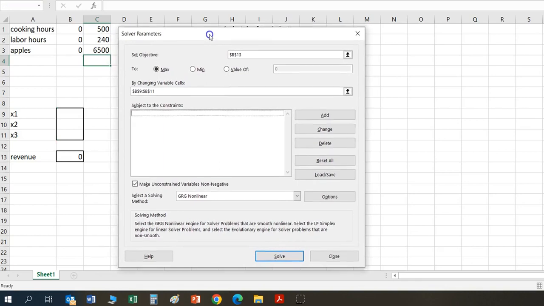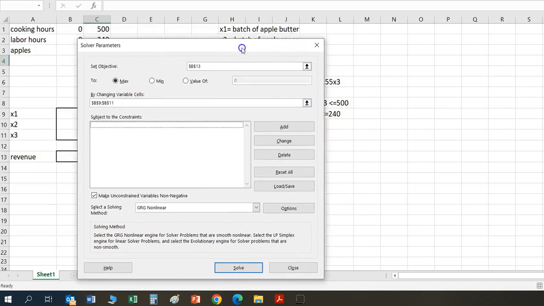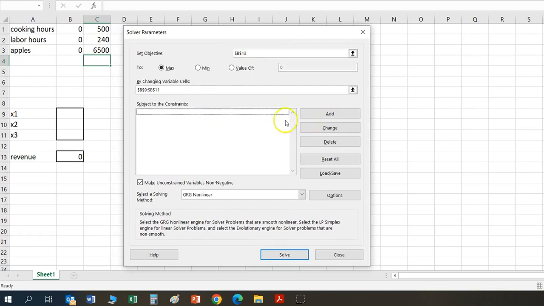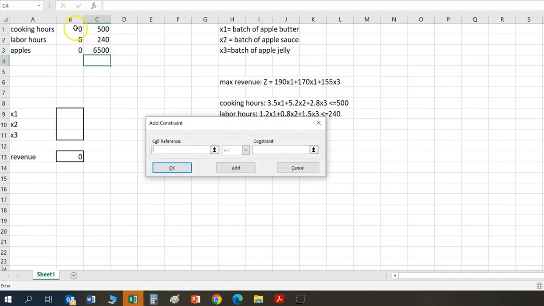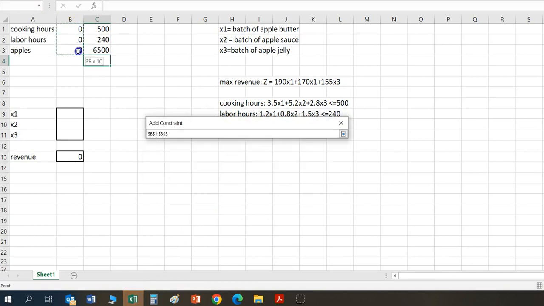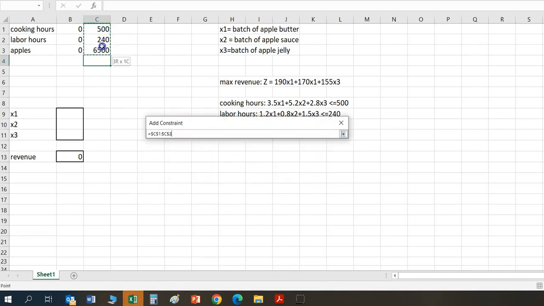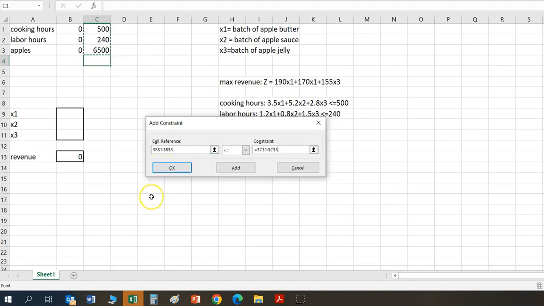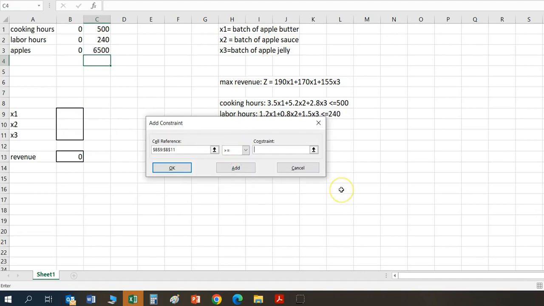Subject to the constraints. Okay, let's look at our constraints. Look over here. They're all less than or equal to. So one quick thing that you can do, since they're all the same inequality, is to say that B1, 2, and 3, drag and highlight, are less than or equal to C1, 2, and 3. Okay, that'll save you a little bit of time. That only works when the inequalities are the same thing. Okay, we still have to add our decision variables, which are B9, 10, 11, greater than or equal to 0.